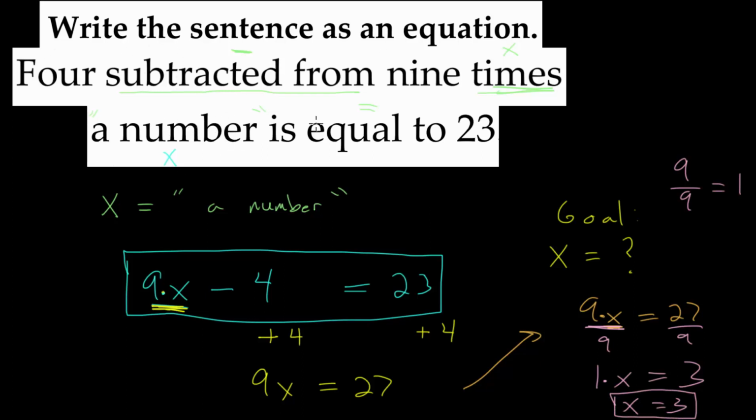And with that in mind, we can check that this makes sense. 4 subtracted from 9 times 3 is equal to 23. And we know 9 times 3 is 27, and 4 subtracted from 27 is 23. So the nice thing about these equations is that once you find an answer, you can plug it back in and see if it actually makes sense.